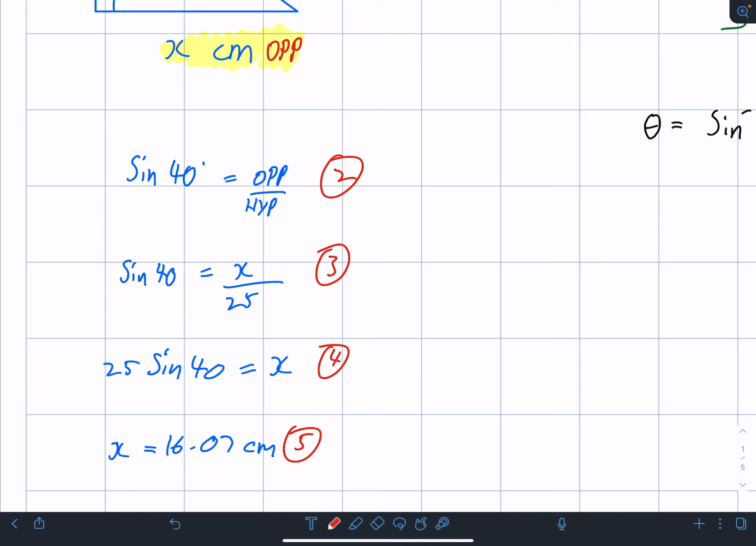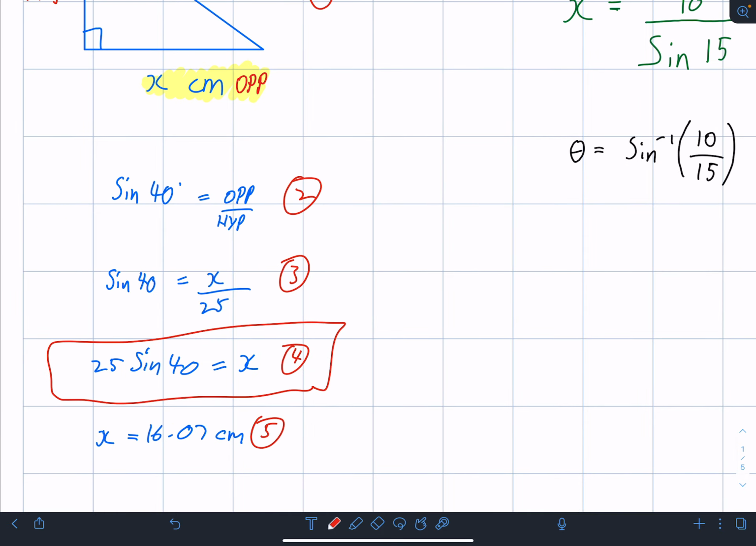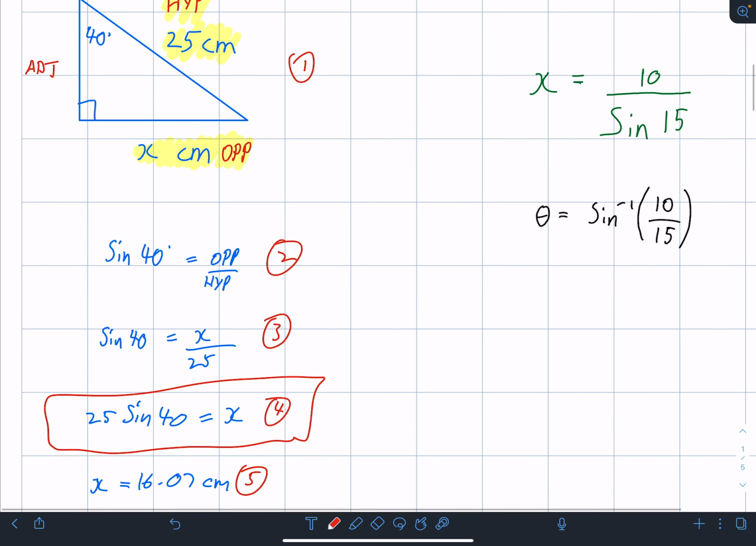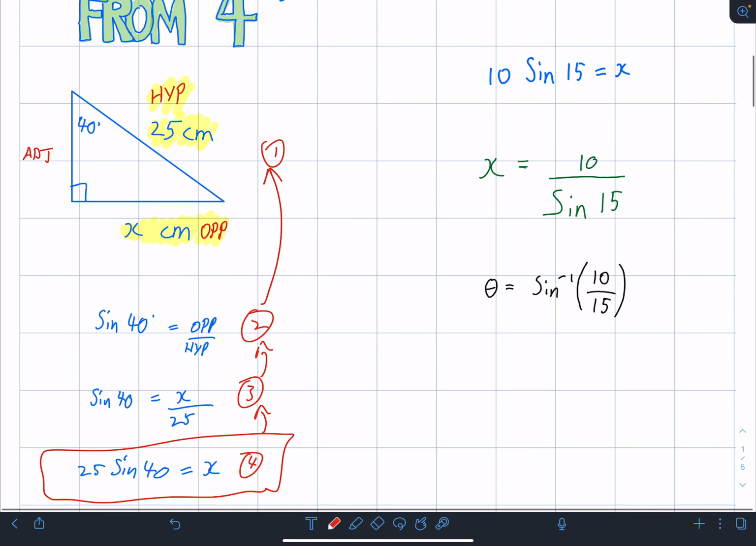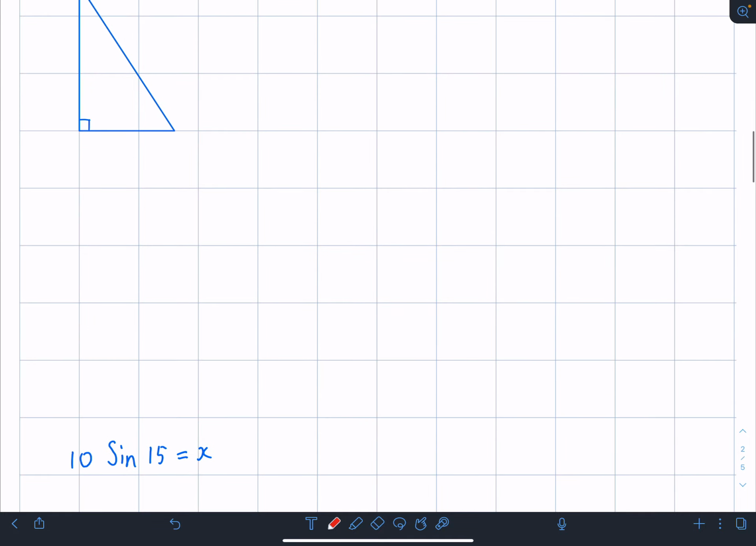Okay, so we're going to do working backwards from 4. So we're going to work backwards from step 4 to step 3, to step 2, and then to step 1. So this is the exercise working backwards from 4 for our 3 questions on the right there. Let's get going on our first one.